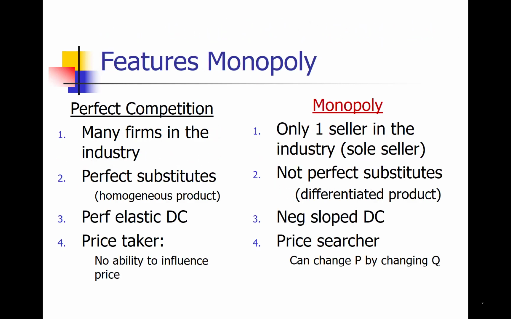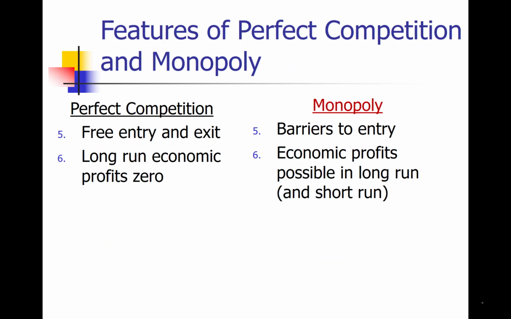Now quickly back to monopoly. Monopoly, we've got one seller, not perfect substitutes. So it's the only firm that's making what it is making. So it's got a differentiated product. Because of that, not a perfectly elastic demand curve. It's got a negatively sloped demand curve. As it changes output, it can influence the price. So it has to search not only for the optimal output, but also for the optimal price. There are some barriers to entry to keep other firms out, and because of that, there are economic profits, not only in the short run, but also in the long run.